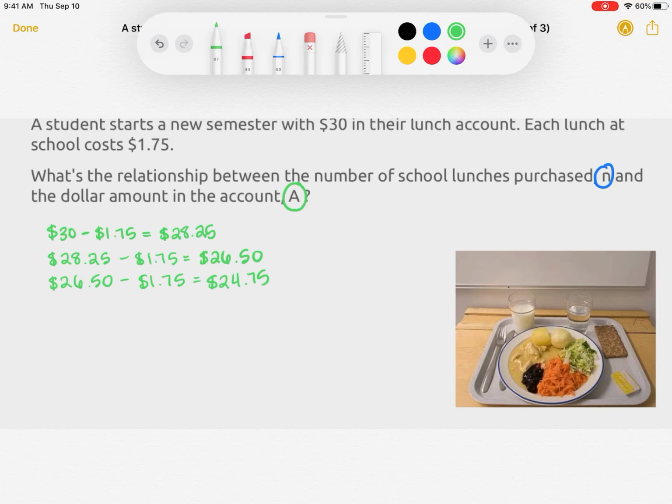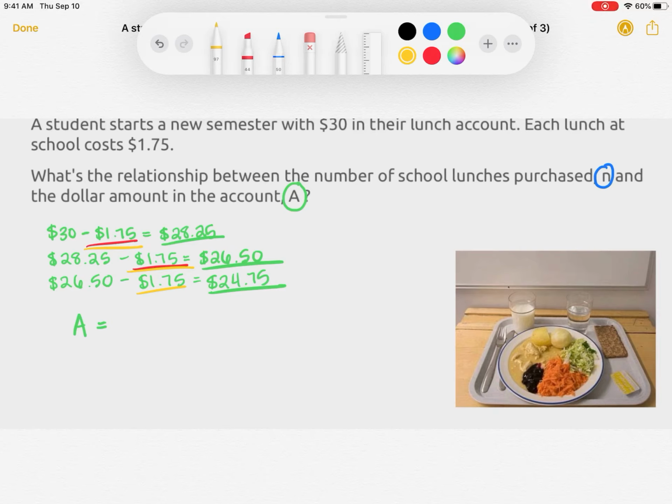Okay, so we know we're trying to figure out the total dollar amount. And every time we got the total dollar amount after our equal sign. So let's just say the total dollar amount equals. Now, how are we getting the dollar amount based on how many lunches? Well, if they buy one lunch, we subtract $1.75 one time, okay? If they have two lunches, well, we kept the subtraction from the first time and then subtracted again, right? So we subtracted $1.75 the first time, and then when they bought their second lunch, we had to subtract a second $1.75. When they bought their third lunch, we had already subtracted $1.75 twice. We had to subtract it a third time.